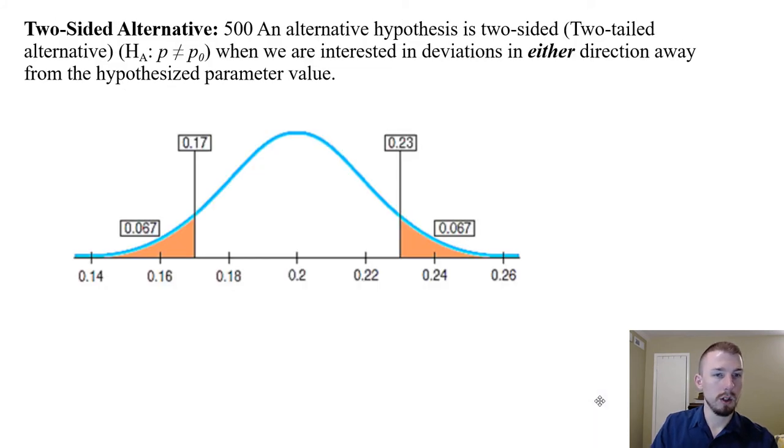So a two-sided alternative test is whenever we're just interested in not being equal to. So if we're just saying, okay, it's not 20%, it could be greater than or less than 20%, both of those we'd be interested in.